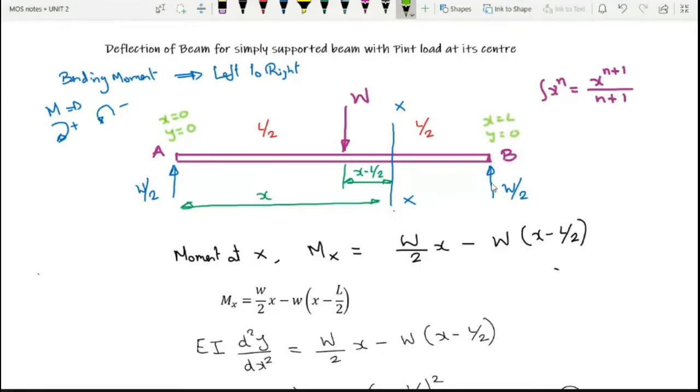And for double integration, you can apply it only for symmetrical loading conditions, which means at the center you don't have slope. For any symmetrical beam, at the center your slope will be 0, but your y will be maximum. So there is a third condition here: when x is equal to L by 2, dy by dx is equal to 0. These are my boundary conditions.